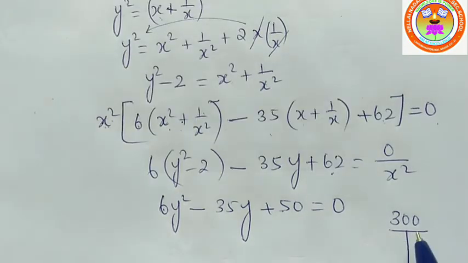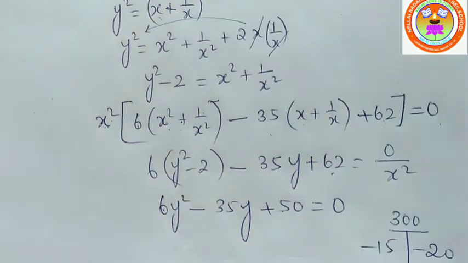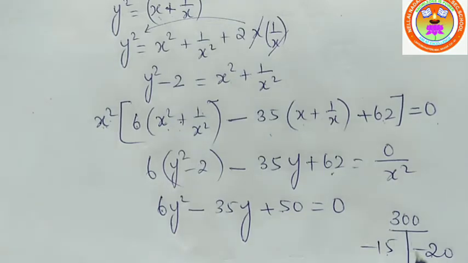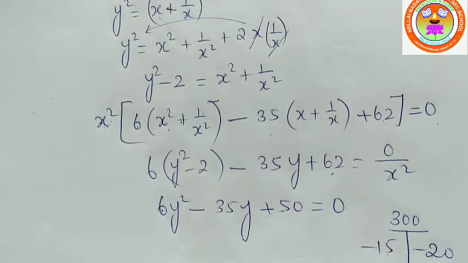The possible numbers are 15 and 20. Minus 15, minus 20. Then only when we multiply the two numbers, 2 times 15 is 30, so 300, minus or minus plus. When we are adding, we will get minus 35.